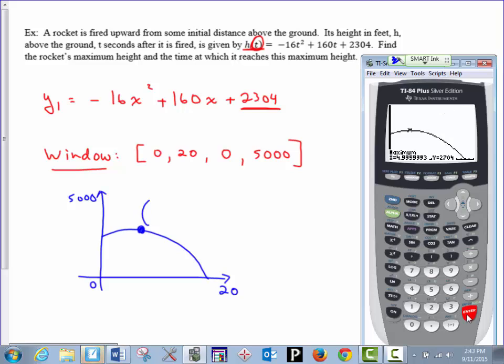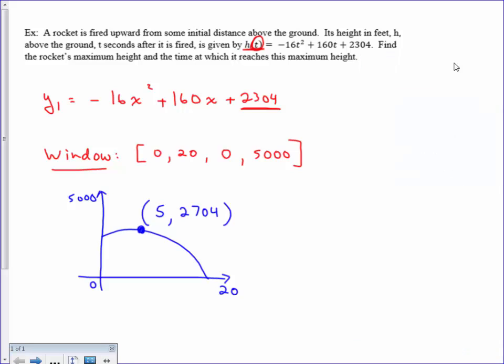And so on here, it looks like my maximum, I'm going to go ahead and round it. It's 4.99999, so we're going to round that to 5, comma, 2704. Now looking at what the question asked, it wants to know what is the maximum height of the rocket. The height was my y value. So the maximum height is going to be 2704. Make sure you put the proper units. It's going to be in feet.